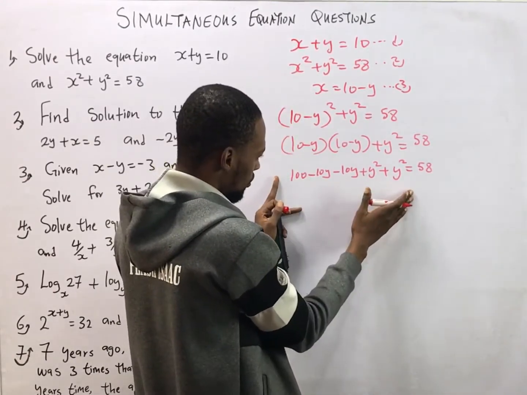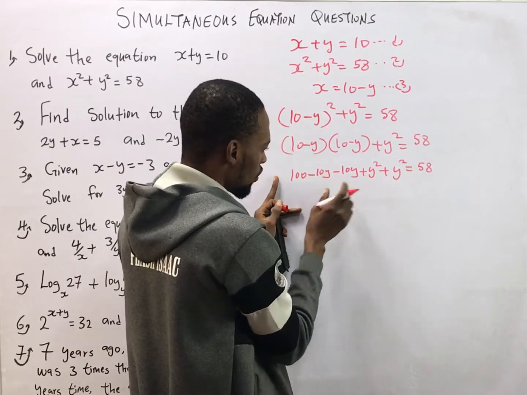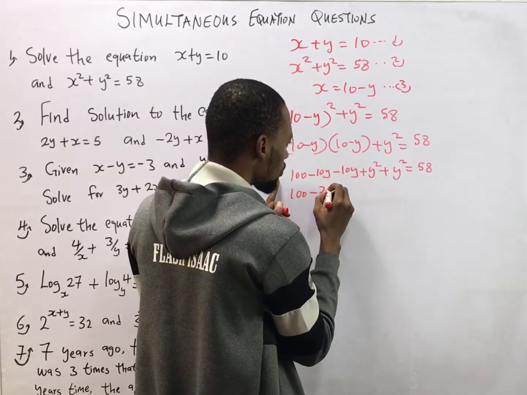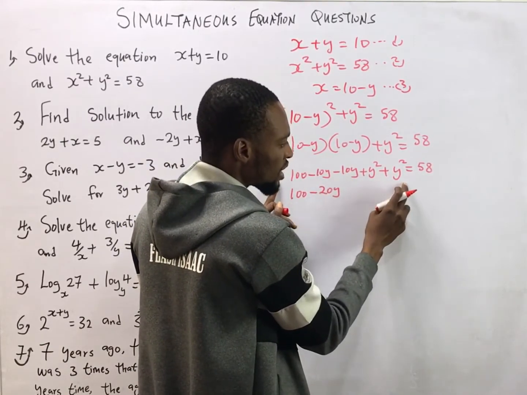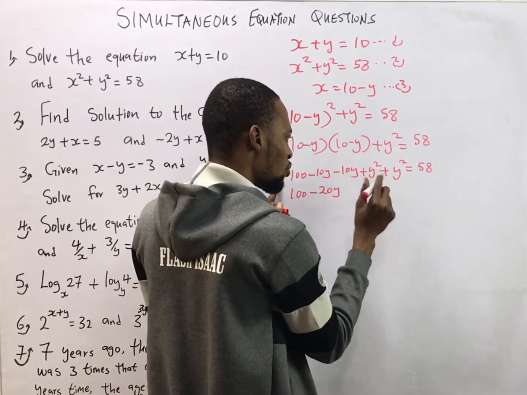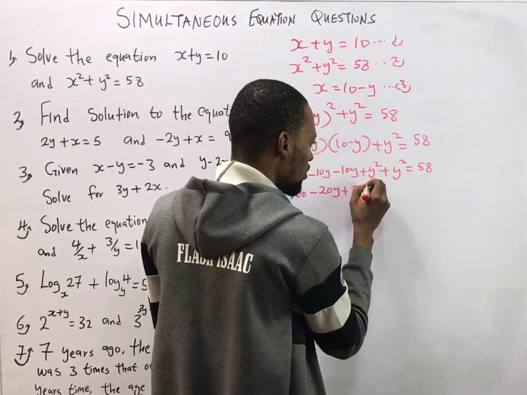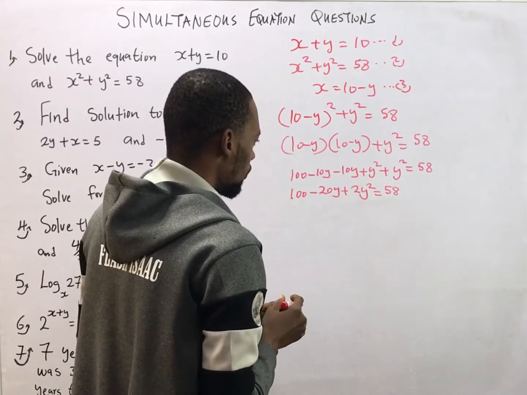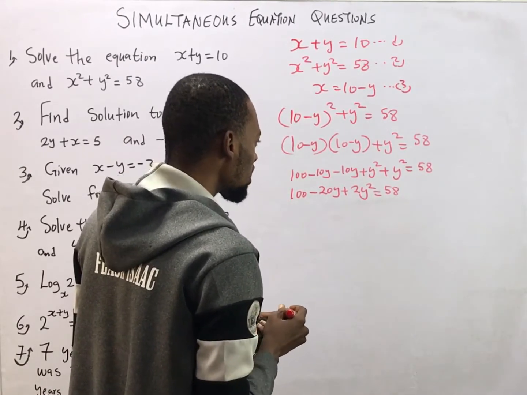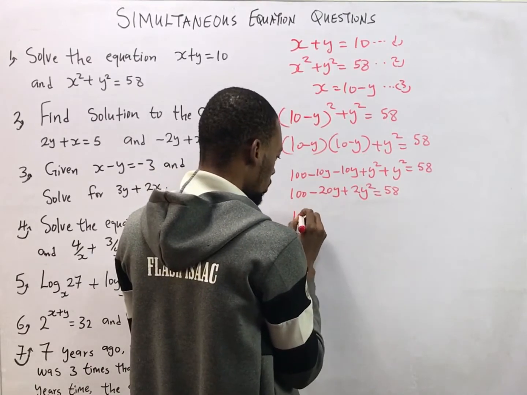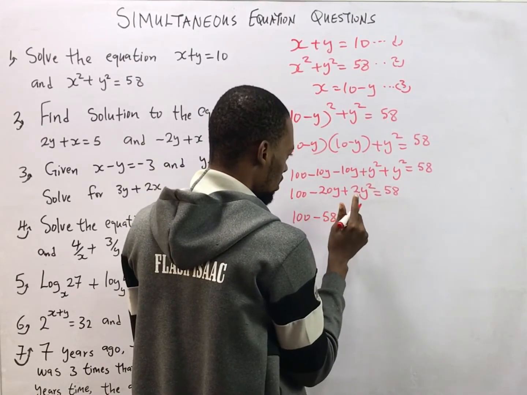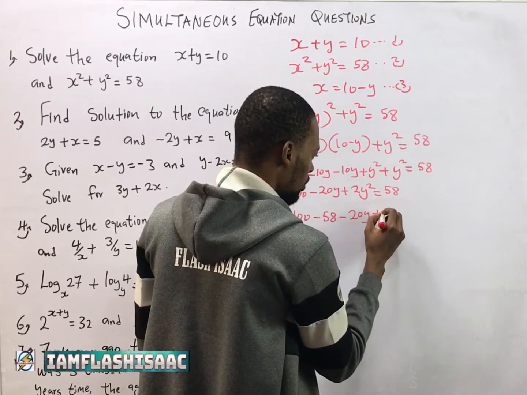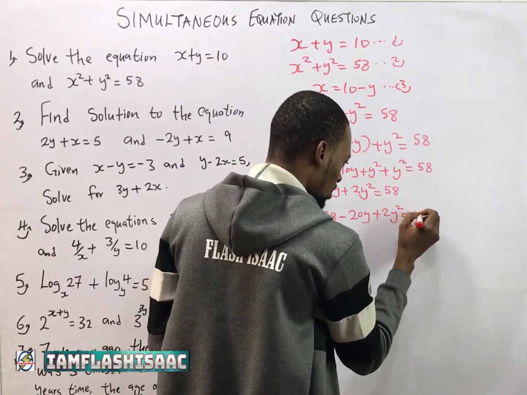Looking at this equation, we can collect like terms. We have 100 here. Minus 10y minus 10y is minus 20y. Plus y squared plus y squared will be plus 2y squared, equals 58. Also, still observing, you will notice that we can have something like this: 100 minus 58, taking it here, minus 20y plus 2y squared equals 0.